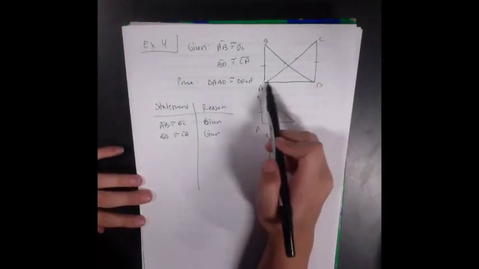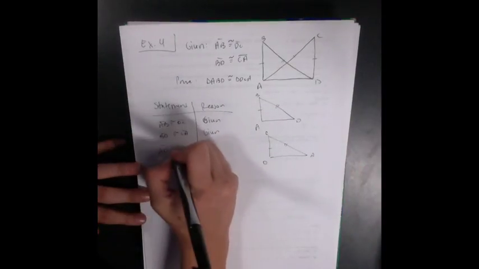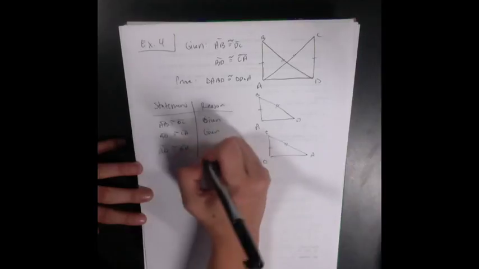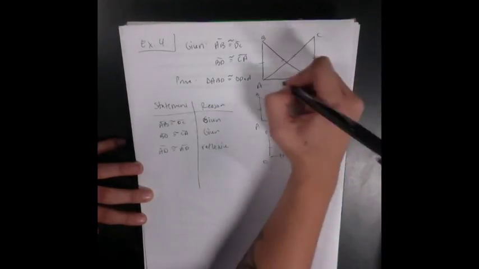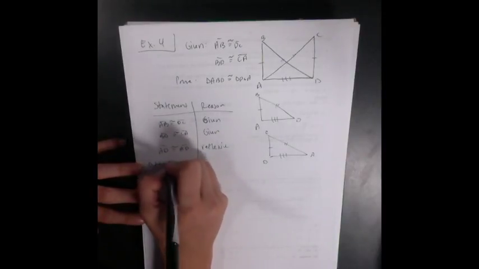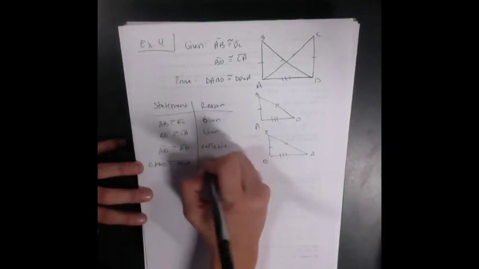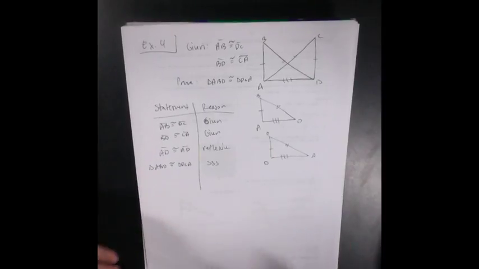Now, if I look here, they have on the same side, AD and AD, so I can say AD is congruent to AD by reflexive. So, triangle ABD is congruent to triangle DCA by side, side, side. Okay? You need to know how to do all types of proofs, even if we have overlapping triangles.